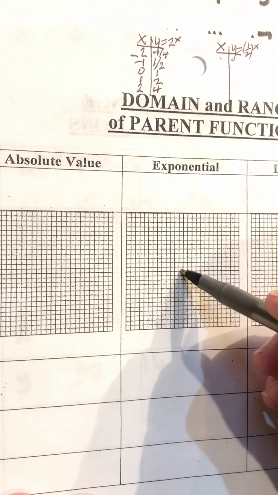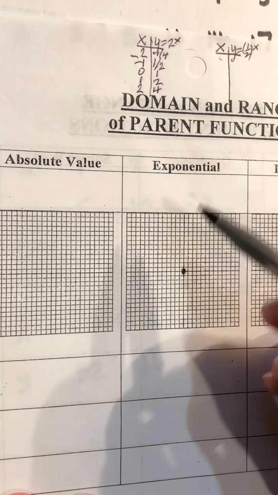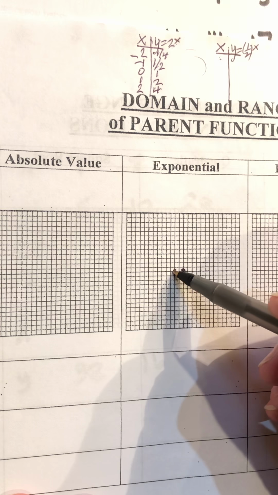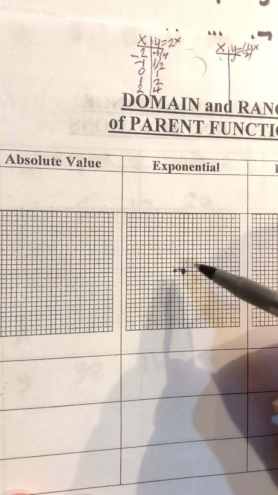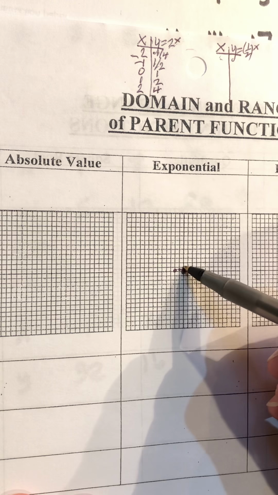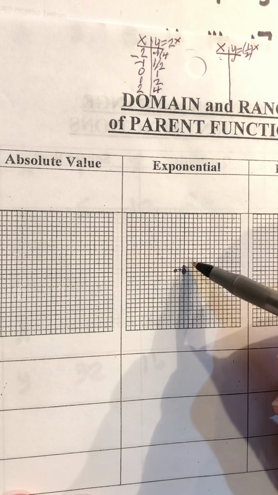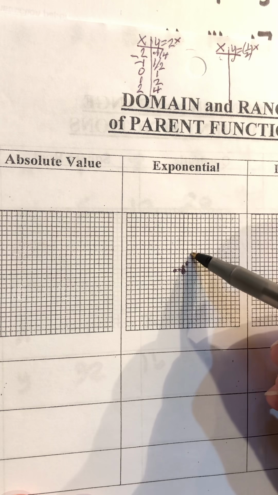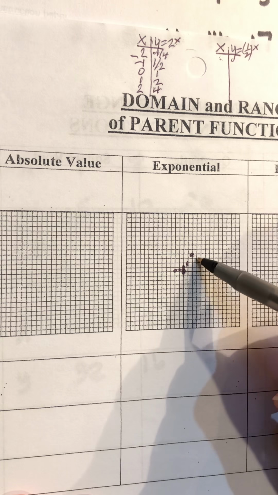All right, here's our origin. And when it's a -2, that's at 1/4. And at -1, it's at 1/2. And at 0, it's at 1. There's the y-intercept. And at 1, it's 2. And at 2, it's 4. And at 3, it would be 8, wouldn't it?